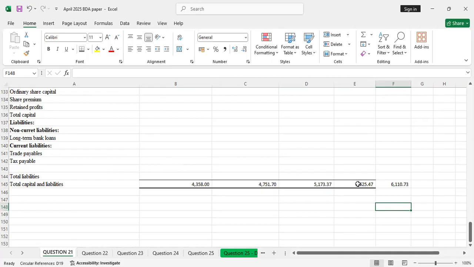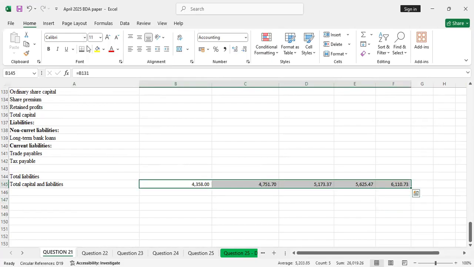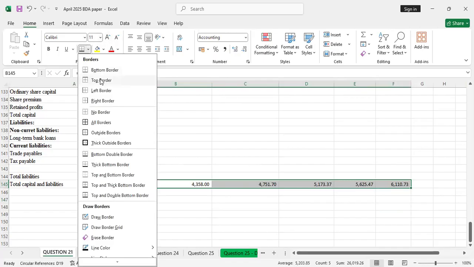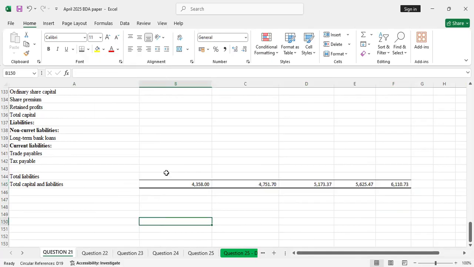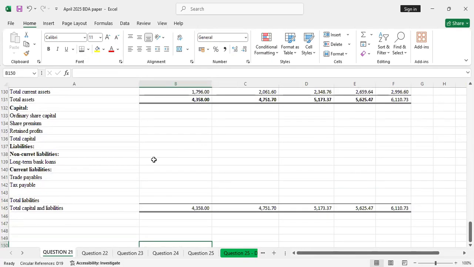I don't know why, let me highlight that again. I'll have the top border, then I'll have the bottom double border. Yeah, that way. So that's okay. That's not okay.